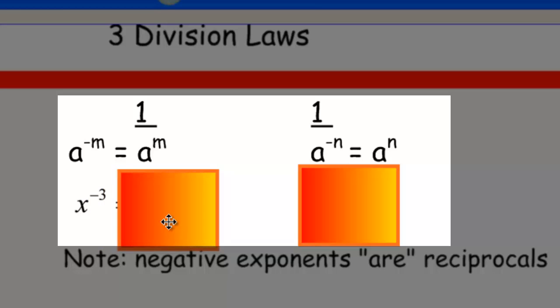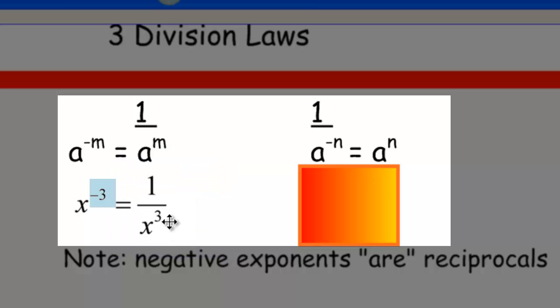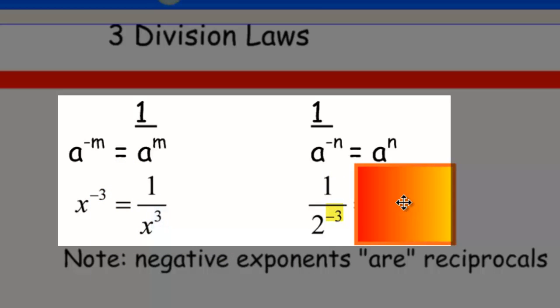So here's a concrete example. If I have x to the negative third, I do not ever want negative exponents in your final answer, so I would write that as 1 over x to the third power. If I had a problem where the negative power was in the bottom, 2 to the negative third would live as 2 to the third, or 8.